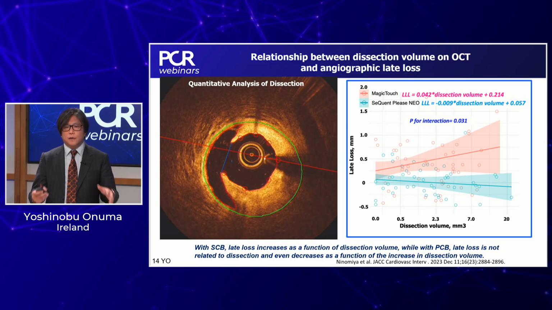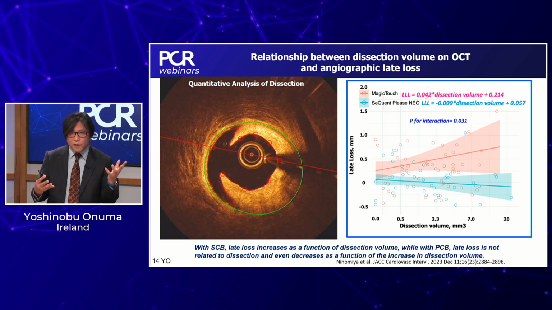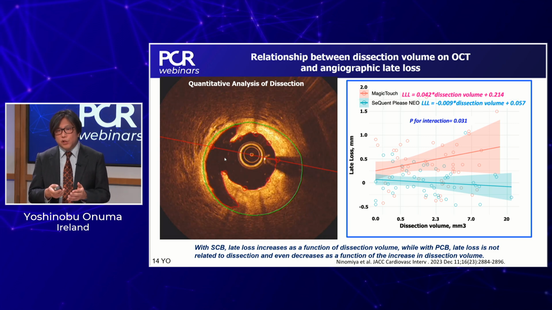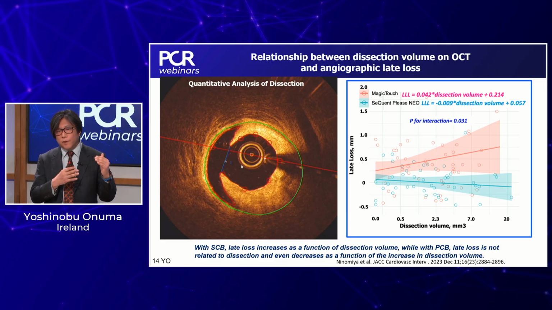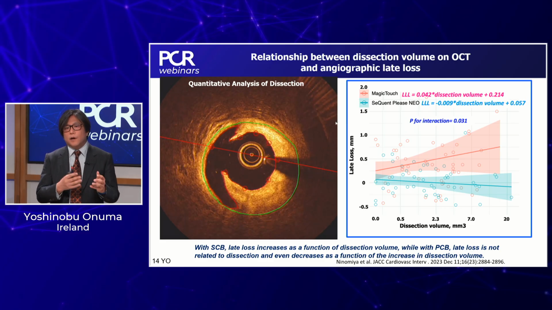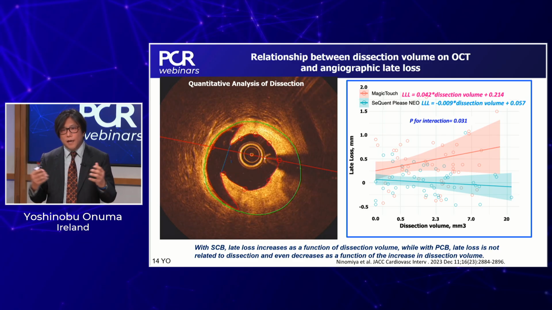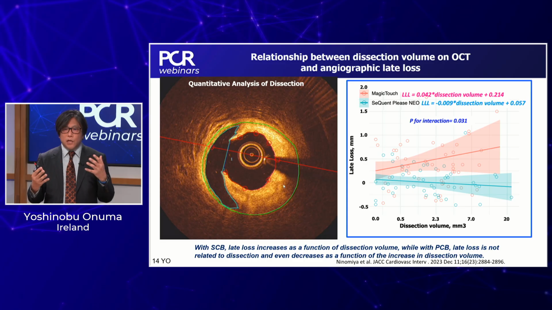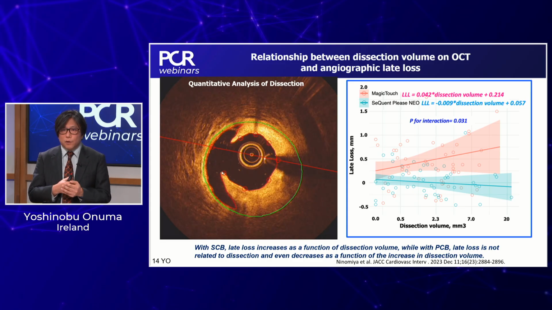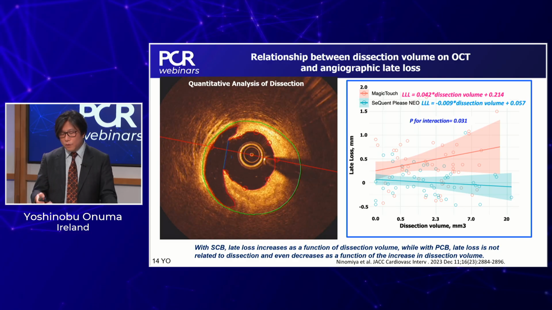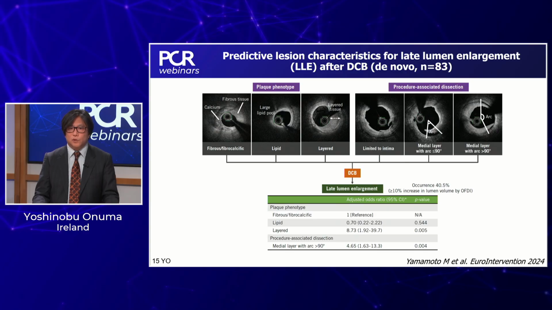You could see that we look at the OCT detected dissection volume and the late lumen loss angiographically at 6 months. There was some correlation between the dissection volume and the late loss. If you look at this blue curve, which is for the paclitaxel coated balloon, if you have more dissection, some cases have a minus late loss, meaning that there's a late gain in such cases. This relationship was less obvious in the sirolimus coated balloon, and there was some interaction for the p-value. So there might also be an interaction of the type of drug coated balloon used during the procedure.